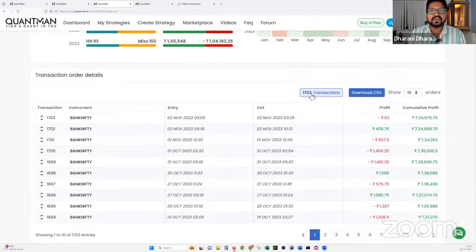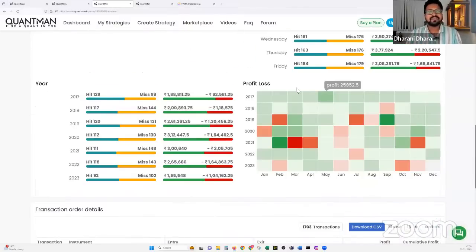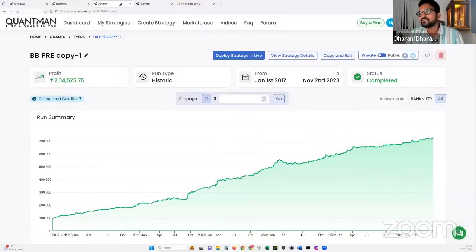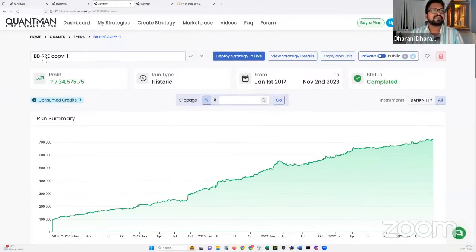So now you guys let me know whether the RSI added strategy is good or only the BB strategy is good. 1,700 trades, 7 lakh rupees of profitability, versus 5 lakh on 3,600 transactions. RSI is good. Exactly. Super. Nice. Okay, so now I just change this name to RSI and then I save it.